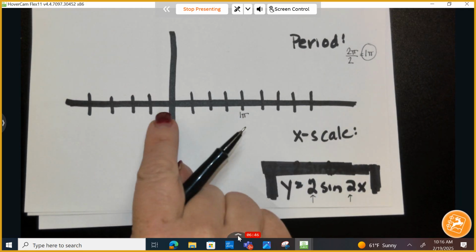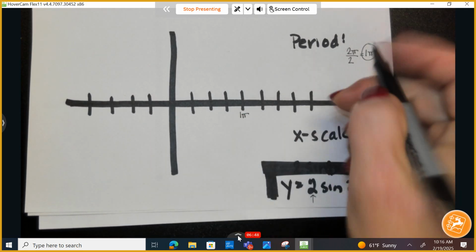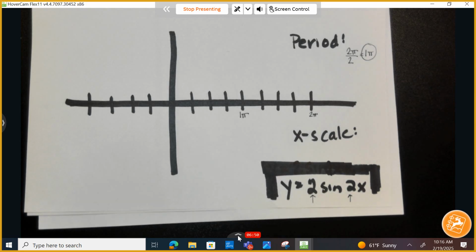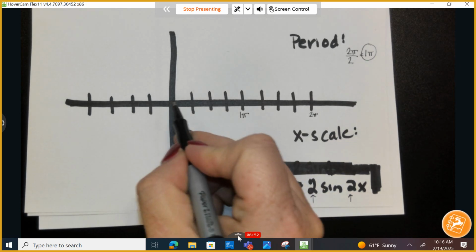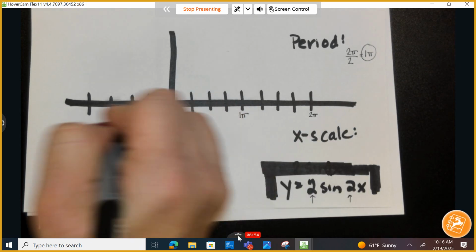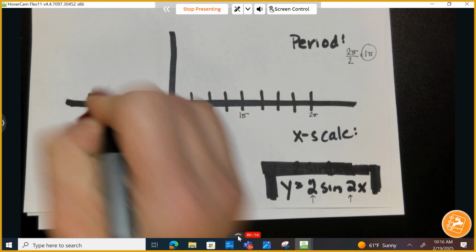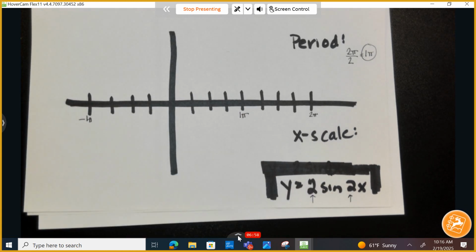So I'm going to double. One cycle is 1 pi. If I double that, I should go out to 2 pi. I'm doing 2 cycles to the right, and I'm doing 1 cycle to the left. So 1 cycle to the left, instead of it being a positive 1 pi, it's a negative 1 pi.